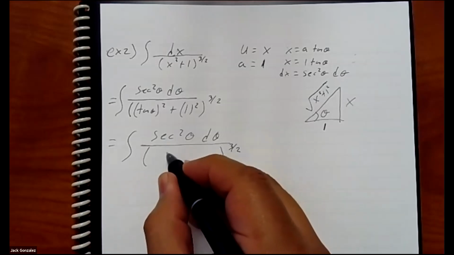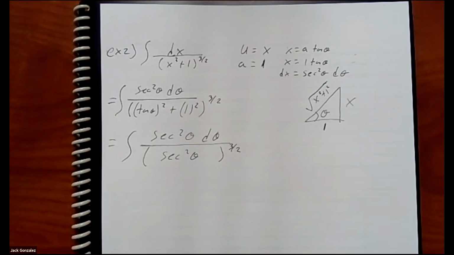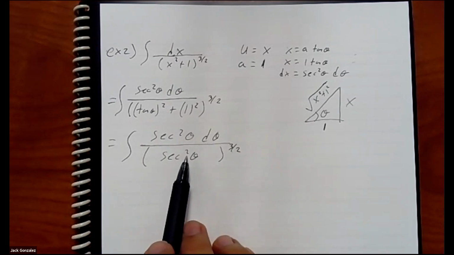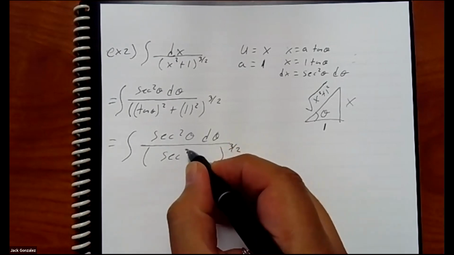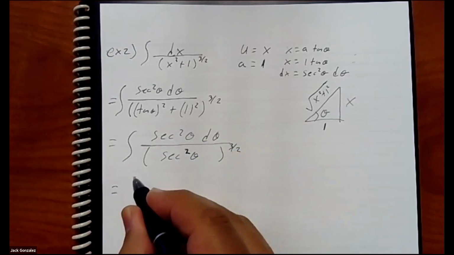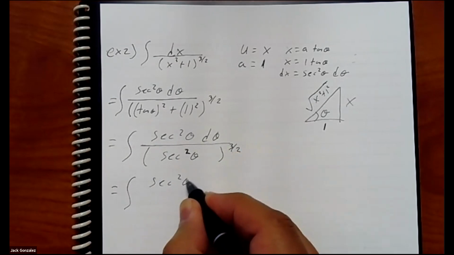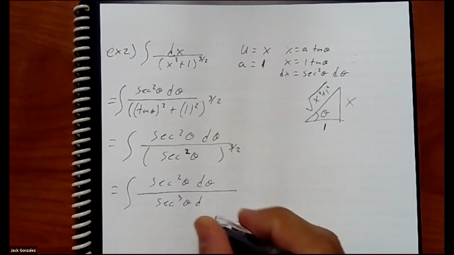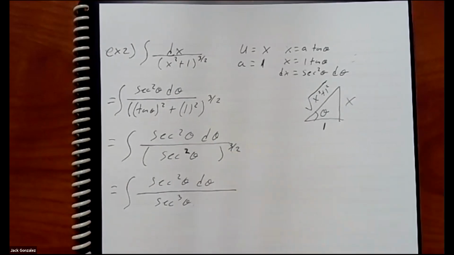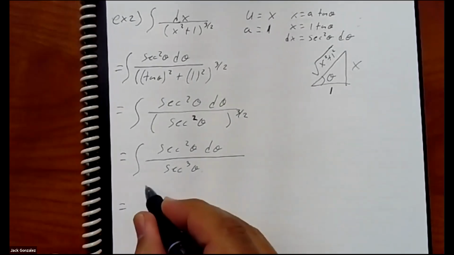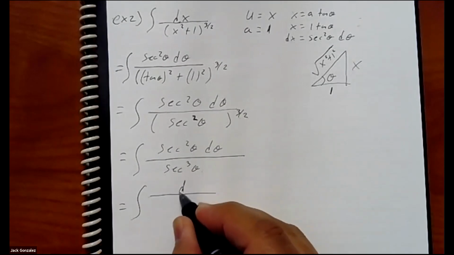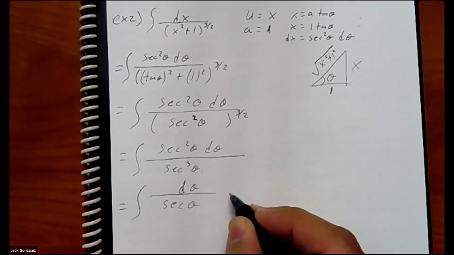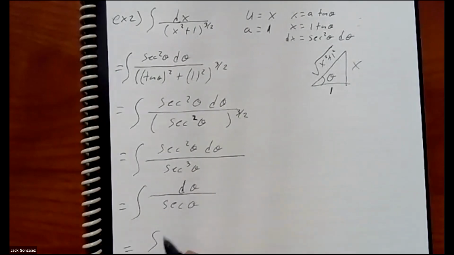Yeah, this is secant squared. With secant squared raised to the 3/2, that is going to cancel the half, right? So that will be secant squared theta d theta over secant cubed theta d theta. Oops, no, this will cancel, giving us 1 d theta over secant, which is really what? 1 over secant.